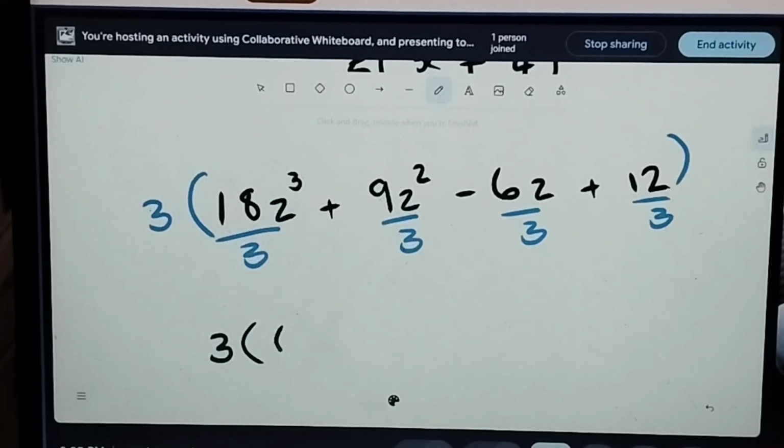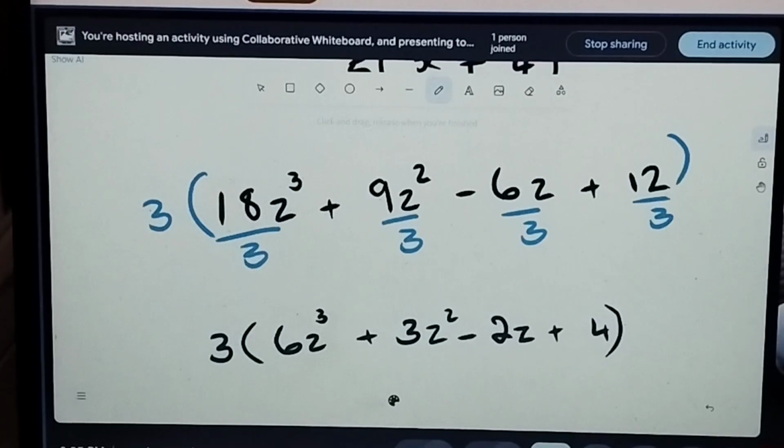18 divided by 3 is 6z to the power 3. Like I said, the variables aren't going to change. 9 divided by 3 is 3z squared, minus 6 divided by 3 is 2z, plus 12 divided by 3 is 4. That now, Annie, is factorized. I can't factorize it any further because there's nothing that goes into 6, 3, 2, and 4. And at the same time, I can't factorize the z's because I don't have a z on the 4. I have a z on the 6, on the 3, and the 2, but not on the 4.